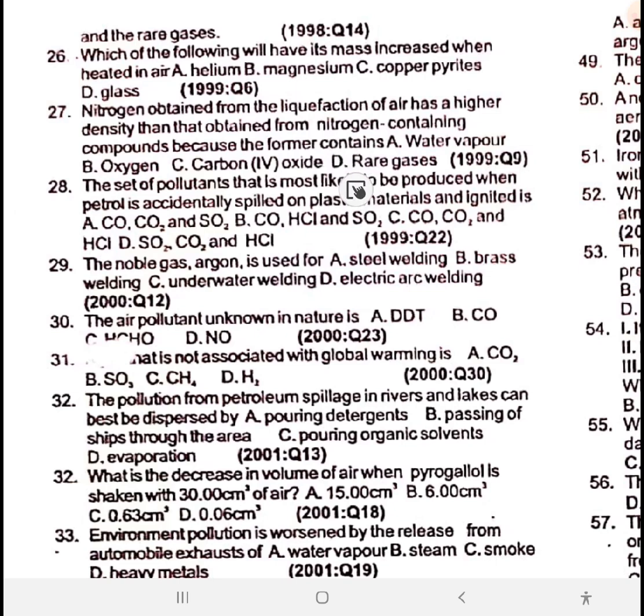Option D. This question is like a repeated question. 28. The set of pollutant that is most likely to be produced when petrol is accidentally spilled. Let me see, CO2 and HCl, option C. 29. The noble gas argon is used for, right, uses of noble gases. Argon is used in gas-filled electric lamp and also electric arc welding. Helium is used in observation balloon.